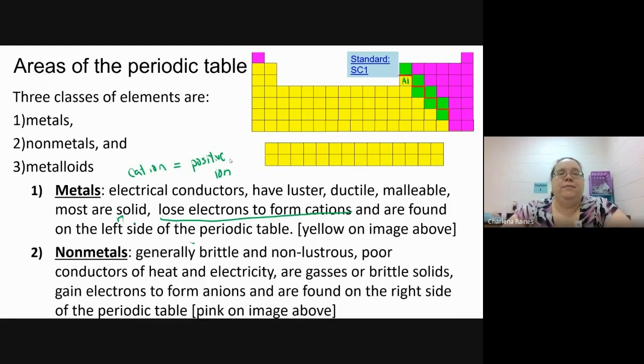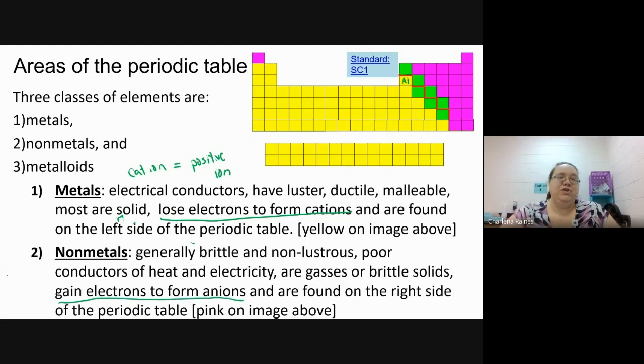The other side of that line would be my non-metals. Non-metals are quite literally not metals, so their properties are exactly the opposite of a metal. Non-metals tend to be very brittle, which means they break very, very easily. If they happen to be a solid, they're not a very strong solid. They are non-lustrous, which basically just means they're not shiny. They are very poor conductors of heat and electricity. I failed to mention that metals conduct it really, really well. The vast majority of my non-metals tend to be gases, but those that are a solid tend to be very brittle solids. Non-metals tend to gain electrons to form anions.